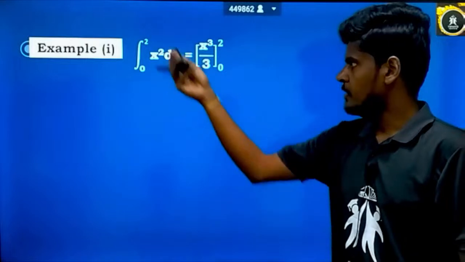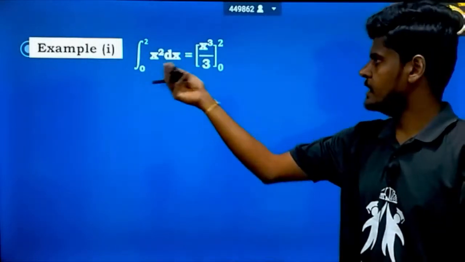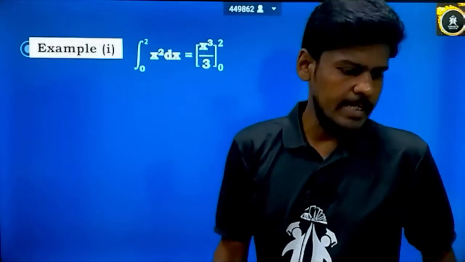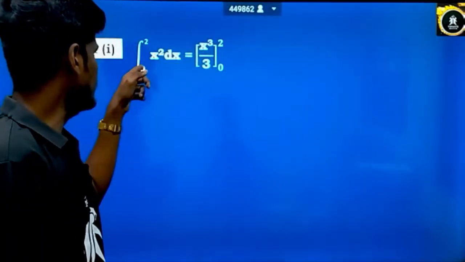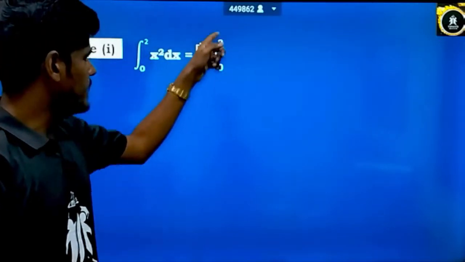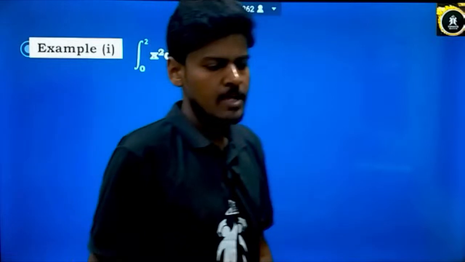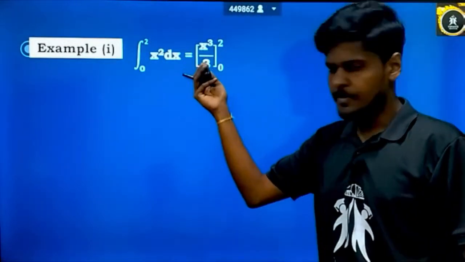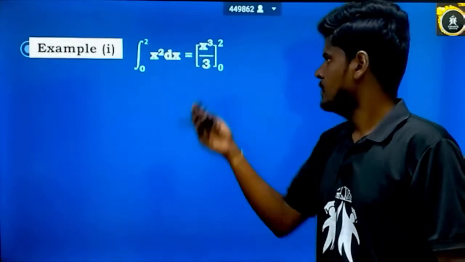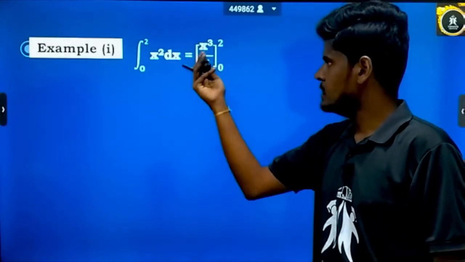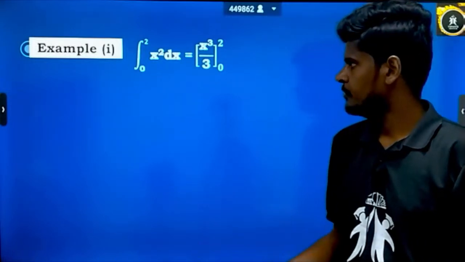For example, we have to evaluate the integral of x square dx. What is the integral of x square? We already know it is x cubed by 3. Then what do we need to do? Substitute the limits. The lower limit is 0, the upper limit is 2. The formula is: after evaluating the integral, substitute the upper limit minus the lower limit. That means we will have 2 cube by 3 minus 0.